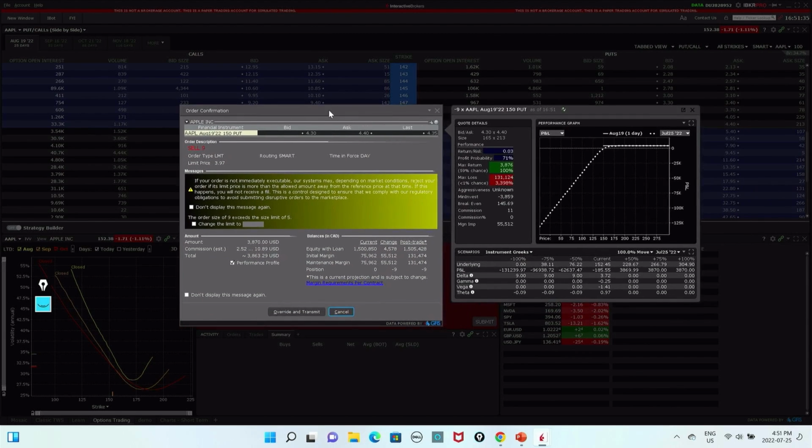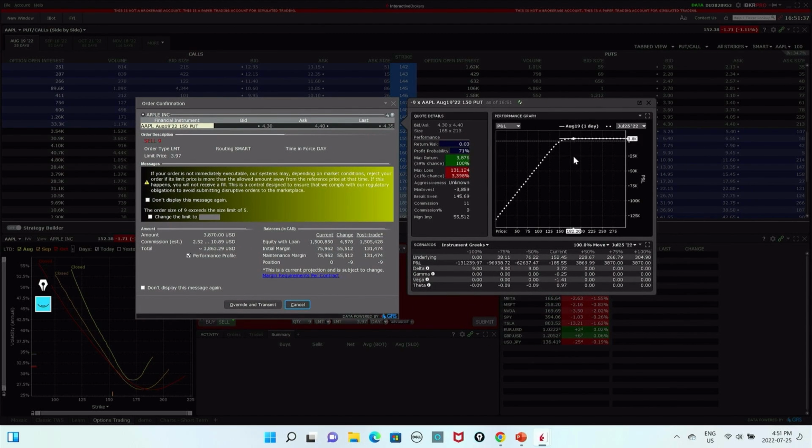As you can see, when you press submit, the platform will show you what is your maximum profit, what is your profit probability, what is the maximum return you're going to make, and how would your payout look like in case the trade goes against you. So in this case, if Apple is staying above 150, you get to keep all the premium, and if Apple goes down, you get to lose a lot of money.